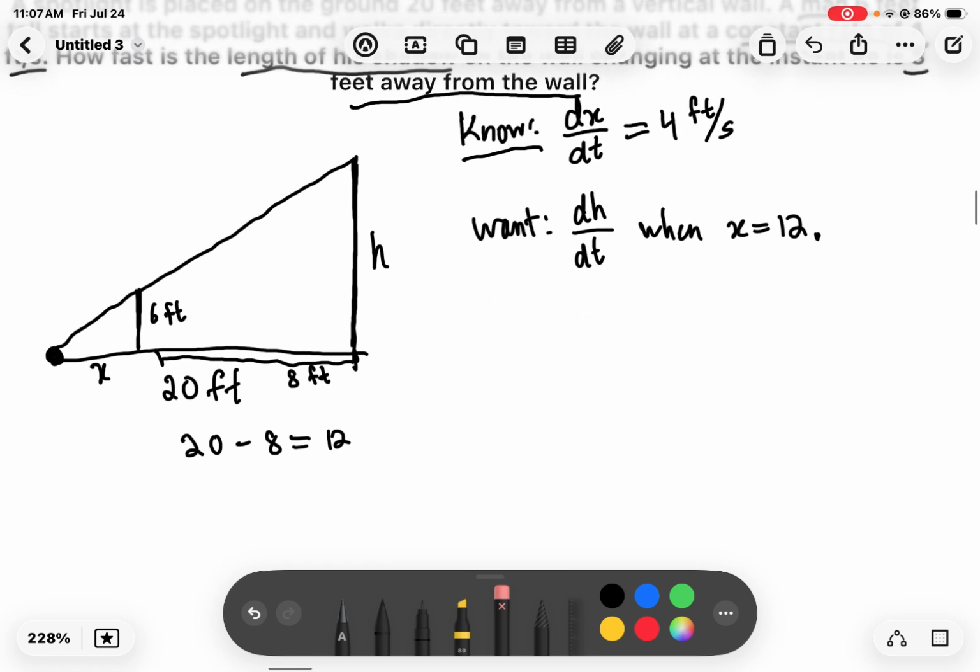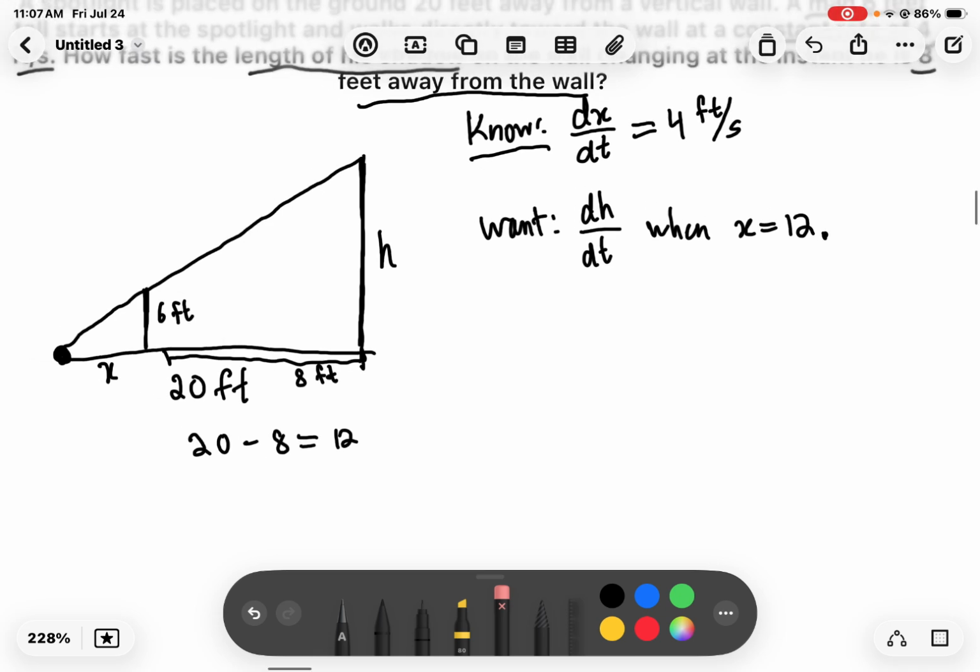So now let's try constructing an equation to relate all of our variables together. Again, notice that we must use similar triangles. We note that these triangles are similar because they both have right angles, and they both share this common angle right there. So therefore, by the angle similarity postulate, these two triangles are similar. So by similarity we know that h over 20 should be equal to 6 over x. All right, so then we can solve for h. So we get that h is equal to 120 over x.